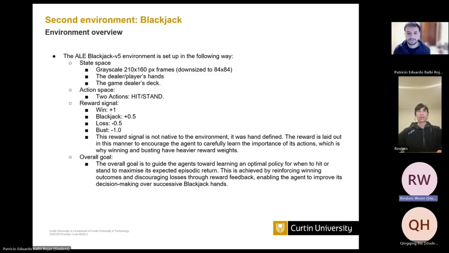The overall goal of the environment is to guide the agents towards learning an optimal policy for when to hit or stand to maximize their expected episodic return. This is achieved by reinforcing winning outcomes and discouraging losses through reward feedback, enabling the agent to improve its decision-making over successive blackjack hands.